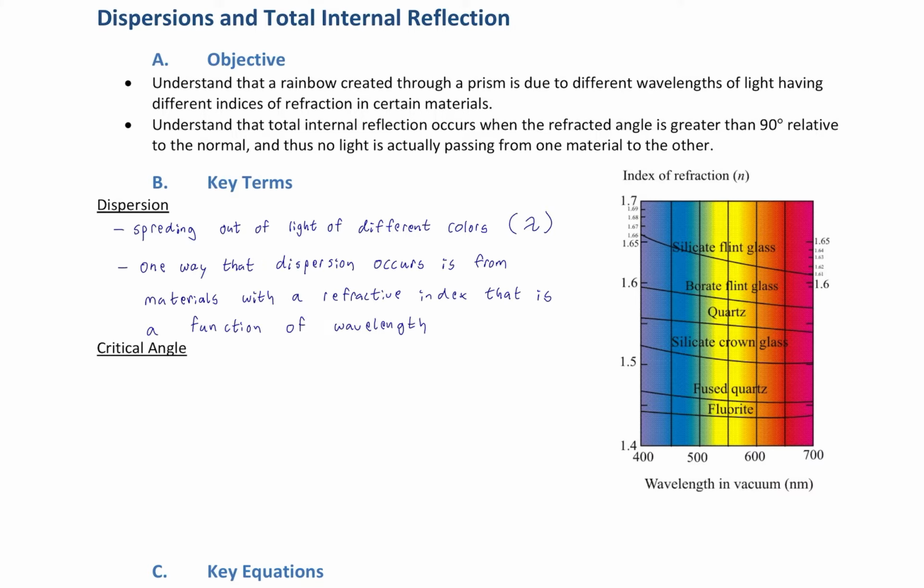So one way that dispersion occurs is from materials with a refractive index that is a function of wavelength. So think of it as n in function notation like this. So n is a function of lambda, right? Maybe it's linear, right? It's some slope times lambda or something, okay? And we can see here are some fairly real life examples.